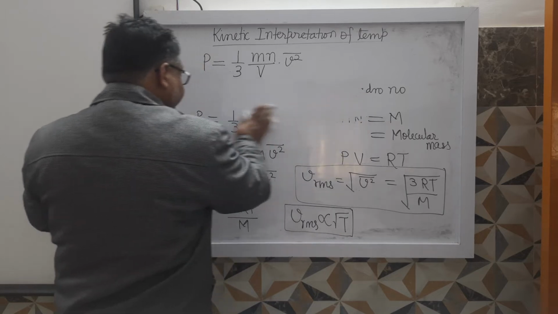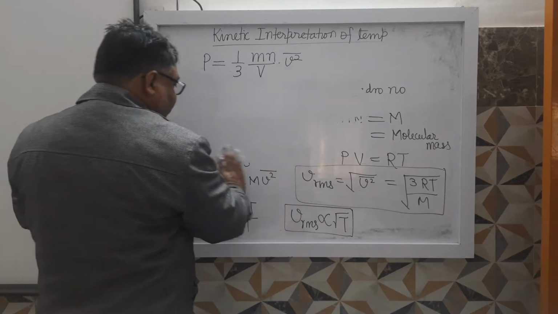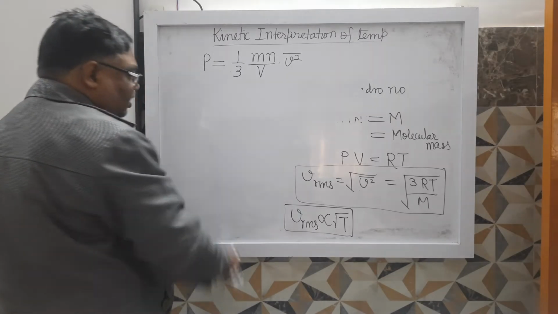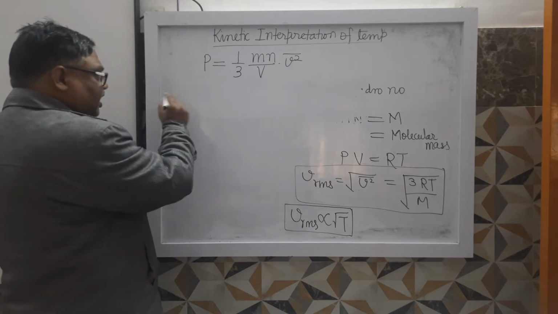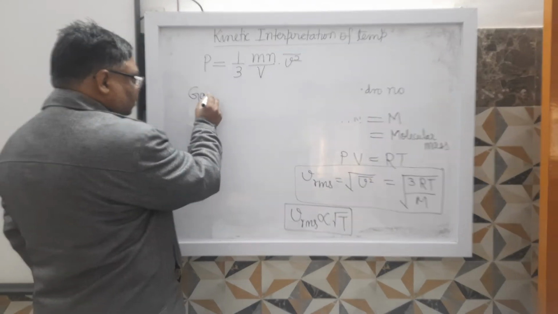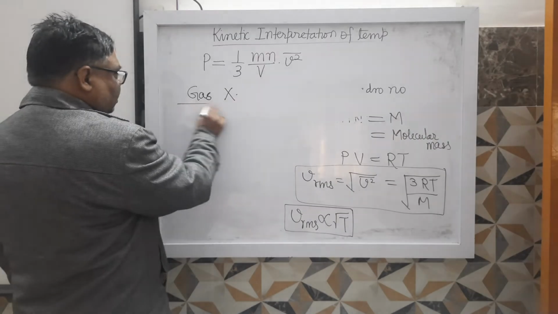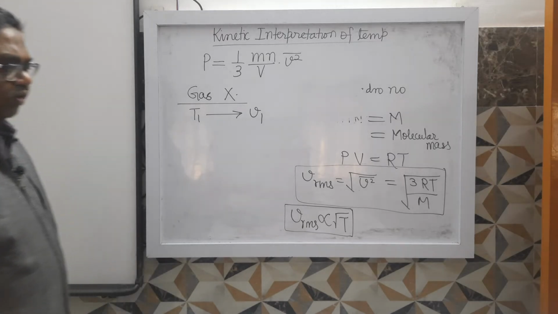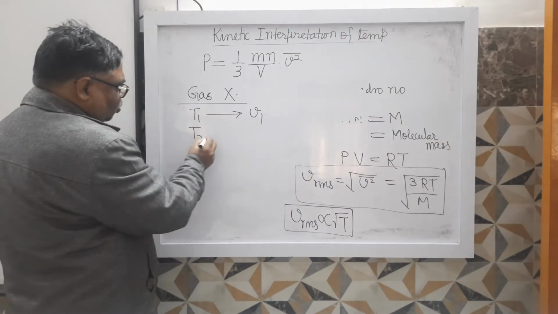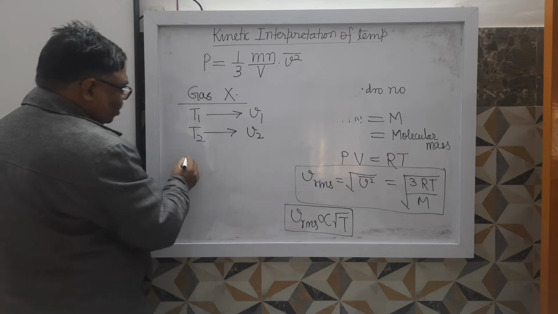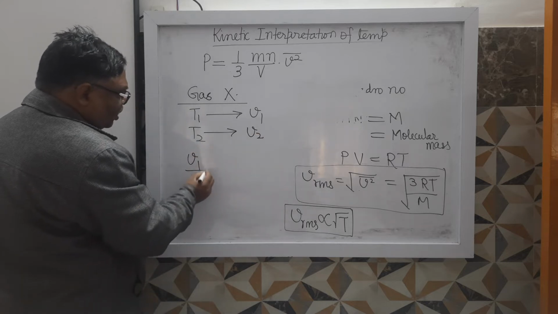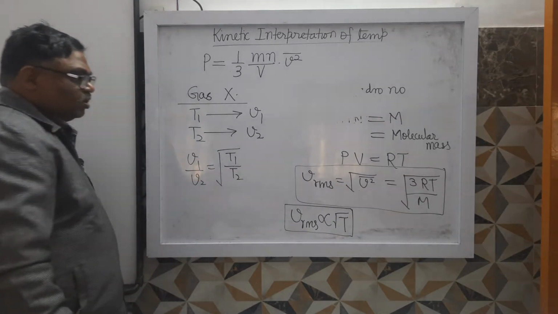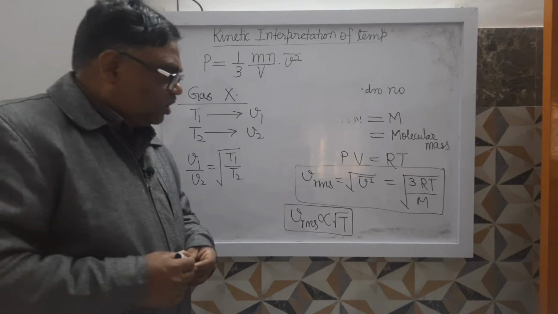Suppose if you take one gas, let its molecules are having RMS velocity V1 at the temperature T1. Means gas is same. Gas is suppose X. At temperature T1, its molecules are having RMS velocity V1, and at temperature T2, its molecules are having velocity V2. So what will be V1 upon V2? It will be equal to root T1 upon T2.